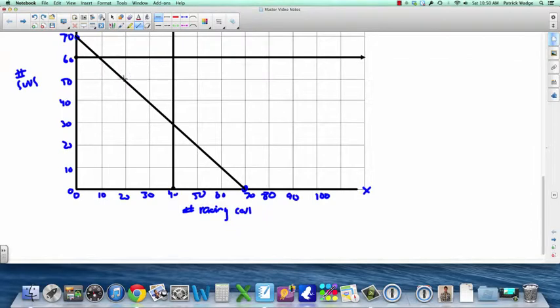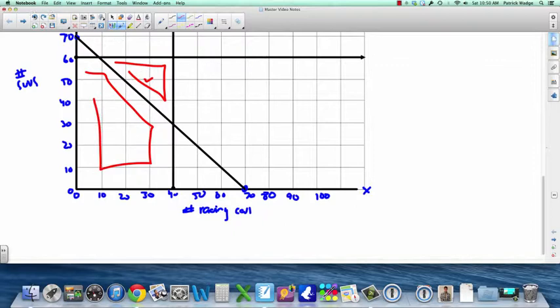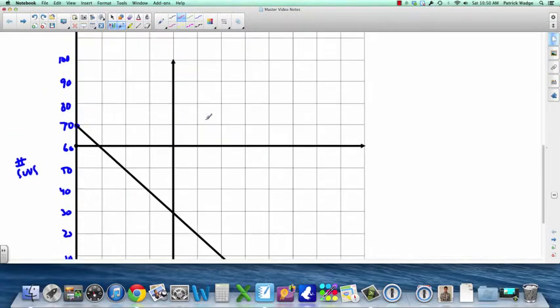We said so far we only had to worry about this rectangle. So we're left with two possible areas that it could be. It's either in this triangle here, this little triangle, or it's this bigger shape here. These are the only two places we could possibly have the feasible region. So we just need to figure out which side of this line we just drew we should be shading. So let's use a test point.